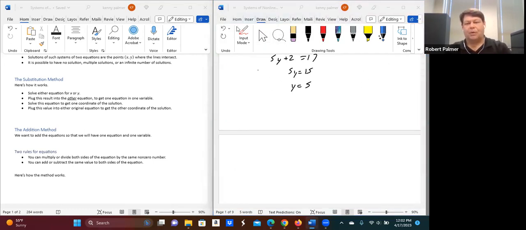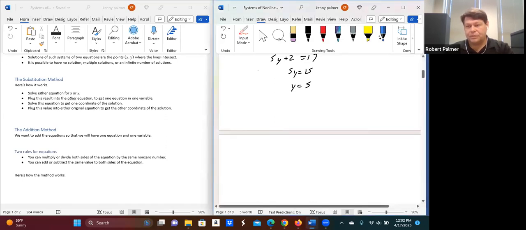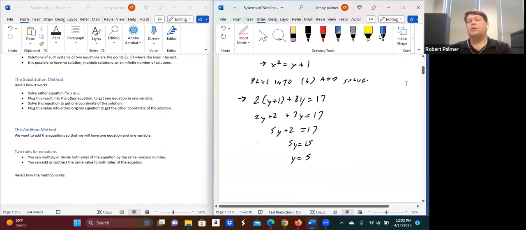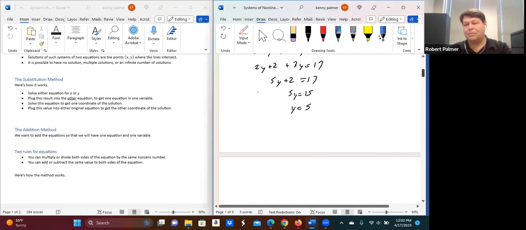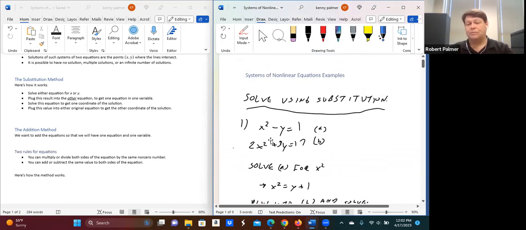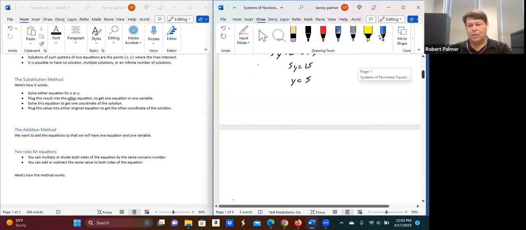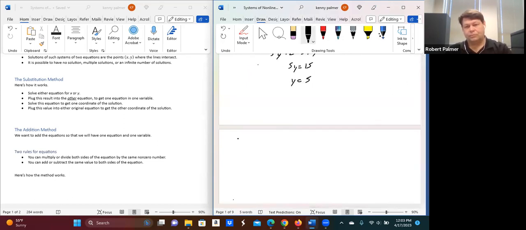Okay, welcome back. All right, so where we were is we got an equation, one variable, solve it, and now y is equal to 5. Now, if we take that and substitute back into either one of the equations, it doesn't matter which one. I'm going to pick the first one, but you can plug it back into either one. Plug y equals 5 into equation A to find x.